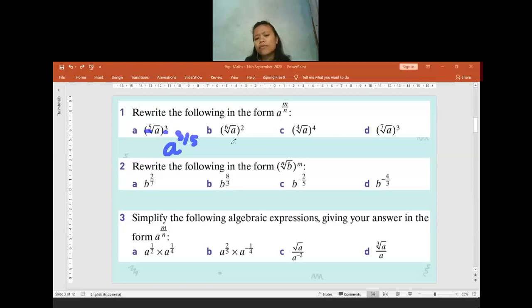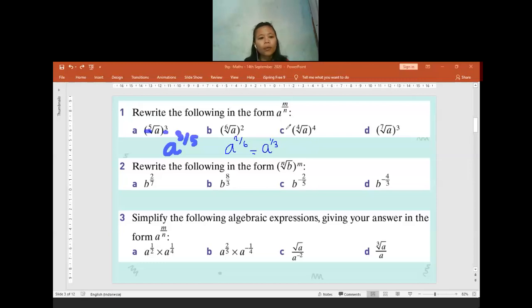We have 6th root of a to the power of 2. So we can make it as a to the power of how many? Yeah, a to the power of 2 by 6. We can simplify this, or if you want to keep it as a to the power of 2 by 6, that is also okay. You can simplify it as a to the power of 1 per 3, also fine. But if you want to keep it as a to the power of 2 per 6, that is also fine.